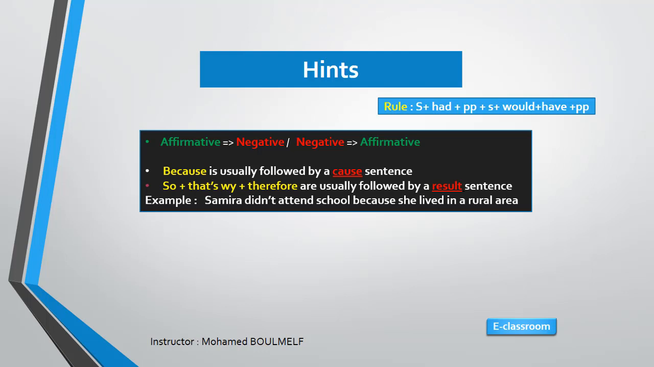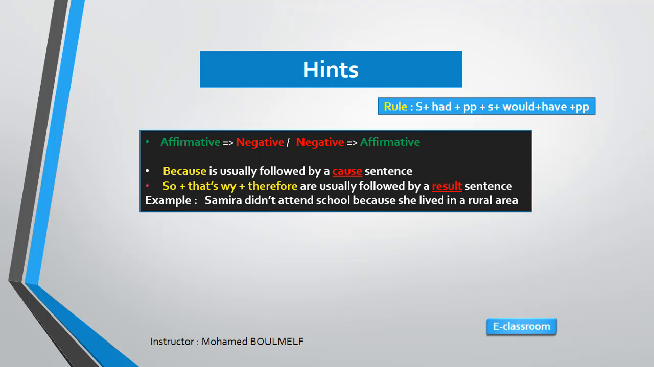So if there is an affirmative sentence, we change it to a negative one. But if it is negative, we change it to affirmative, okay? Another thing that you need to pay attention to is that when you have "because", it is usually followed by a cause sentence. It means that if you find "because", what comes after is the sentence that you are going to attach with the if clause, okay? We're going to see this in some examples.